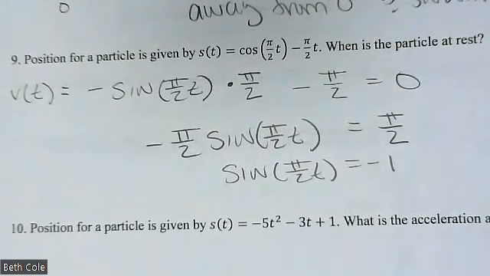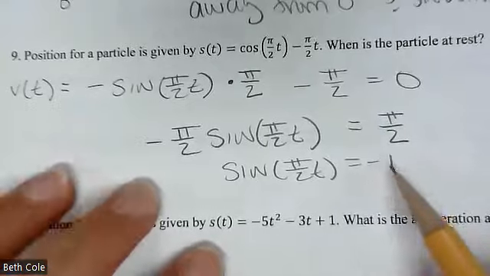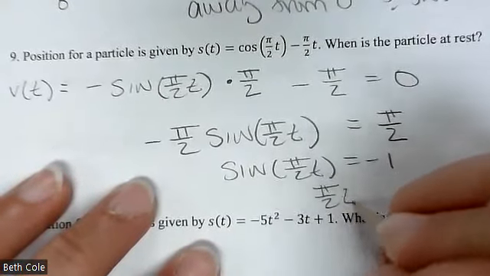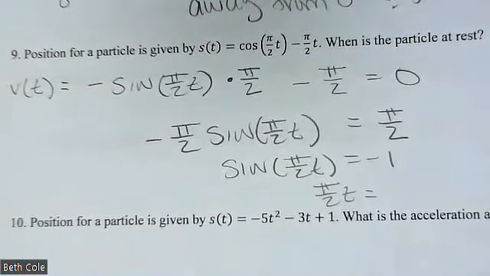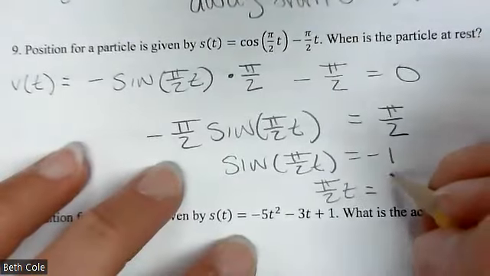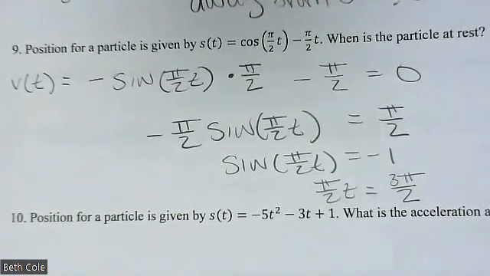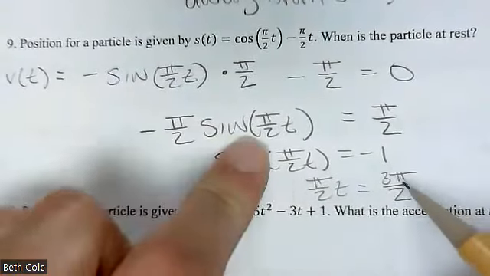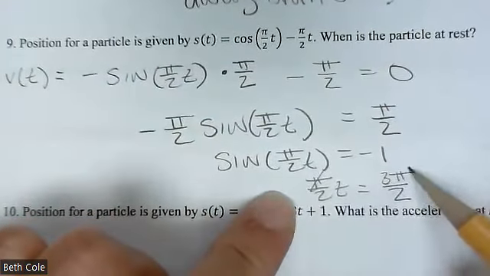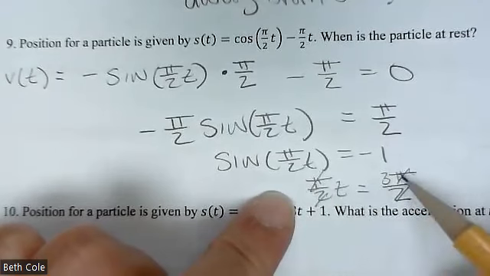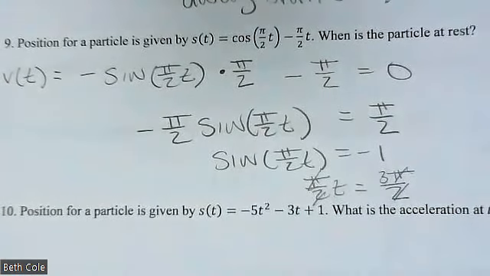So you need to think about your unit circle, up, down, left, right. Sine is the y value. Where is sine negative 1? Down, which is good, 3 pi over 2. Still with me? I got pi over 2t equals 3 pi over 2. The pi's cancel, the 2's cancel, and so you get t equals 3. Again, it'd be multiple choice.